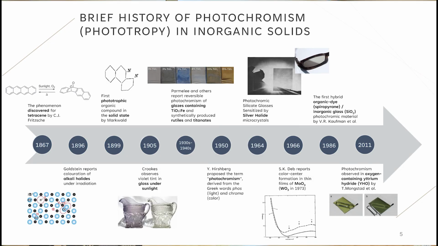In the 1980s, first hybridized photochromic materials were studied, and in 2011 in Norway, Mongstad discovered photochromism in oxygen containing yttrium hydride, or yttrium oxyhydride, which actually opened a new group of photochromic materials, because several of the rare earth oxyhydrides exhibit this property.